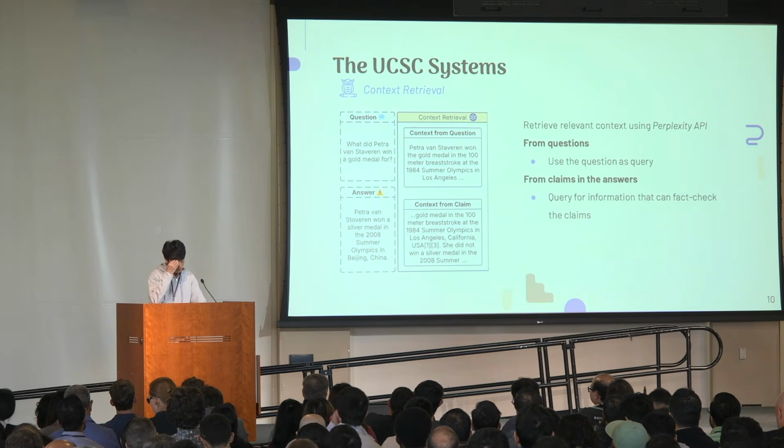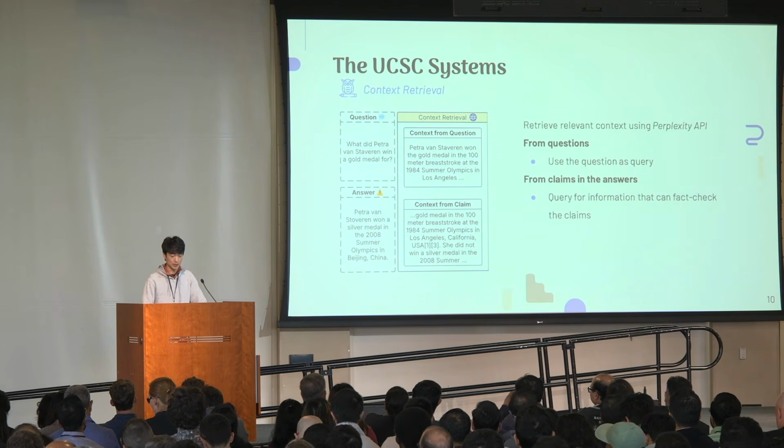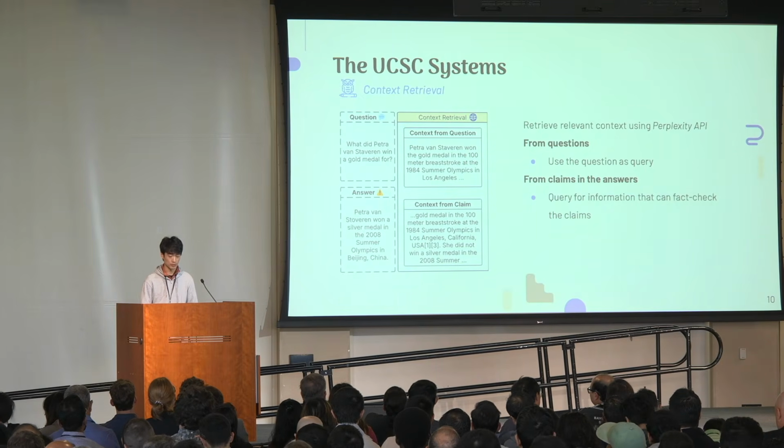In the first context retrieval step, we retrieve relevant context that should be helpful for determining the truthfulness of the answer. And here are two ways to do it. Either use the question directly as the query, or use the claims in the answer and query for information that can fact-check the claims.